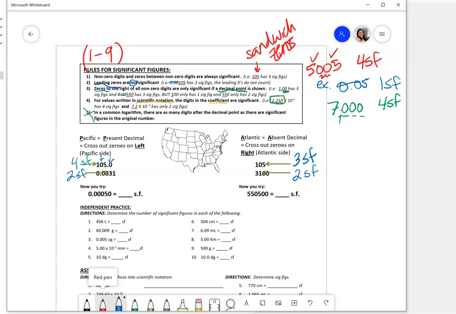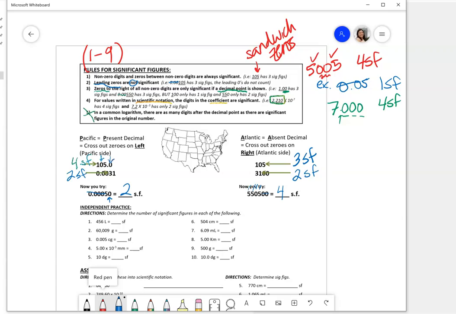So if we try this one here, this number also only has 4 significant figures, and it's only these here that count. Again, these do not count. On this side, these leading zeros do not count, but this 0 here does count because it's after the decimal place, so you only have 2 sig figs.